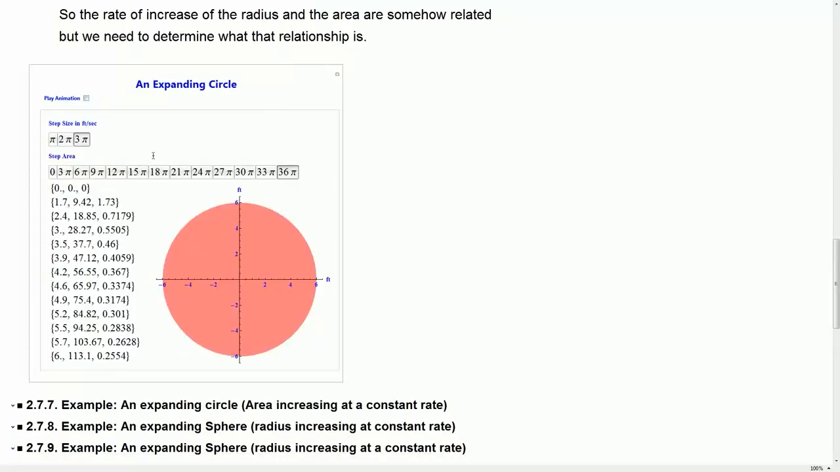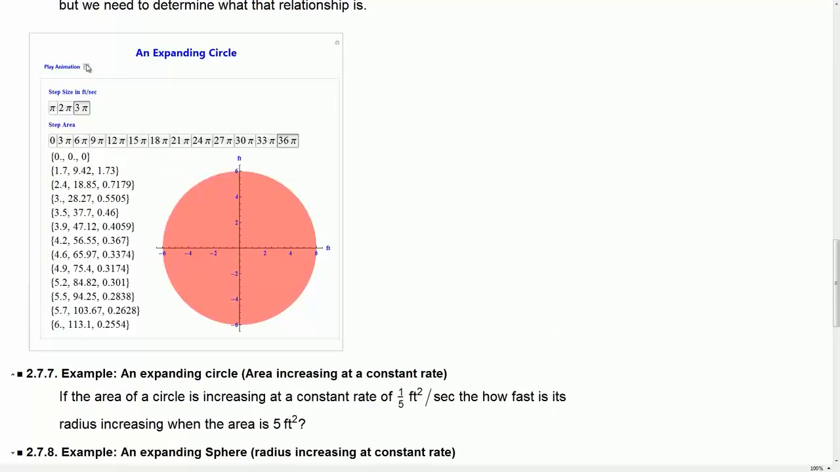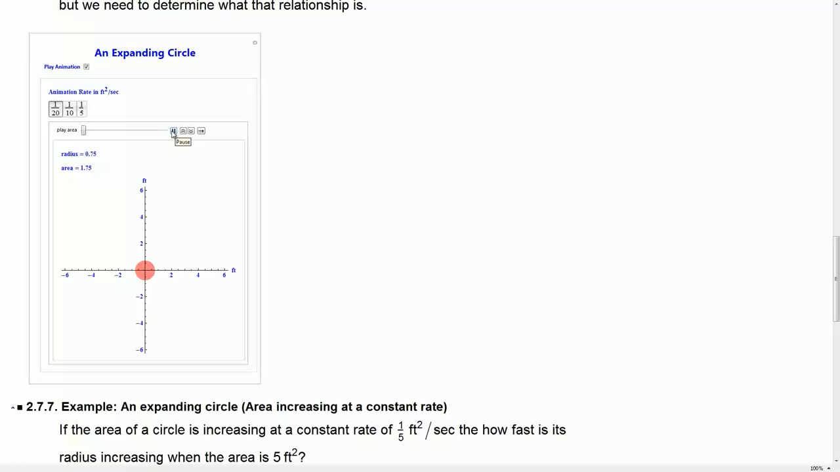So what we're going to be asking in this question: if the area of the circle is increasing at a constant rate of 1/5 square feet per second, how fast is the radius increasing when the area is 5 square feet? So we're going to be trying to figure out an instant in time again. We're going to say, when the area is 5, I went past it.